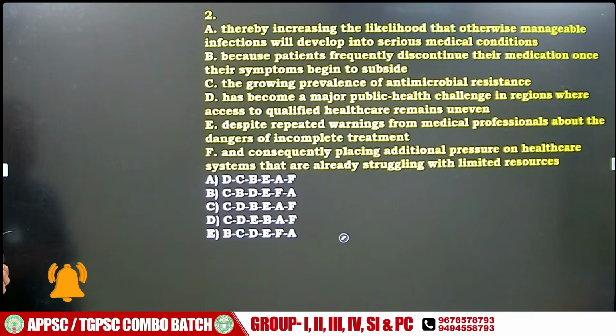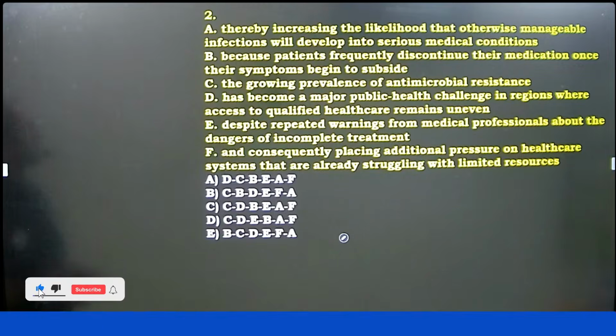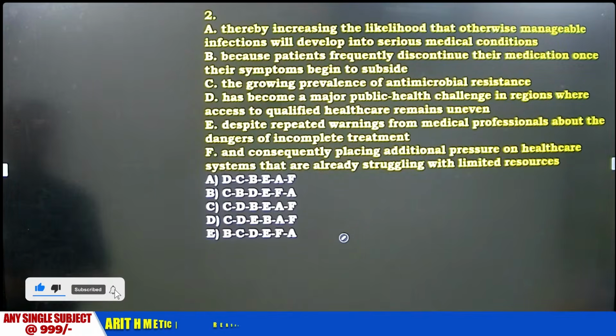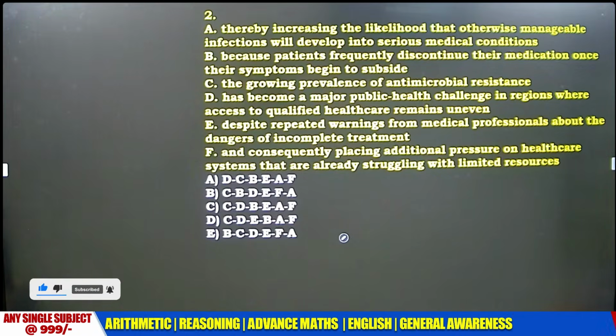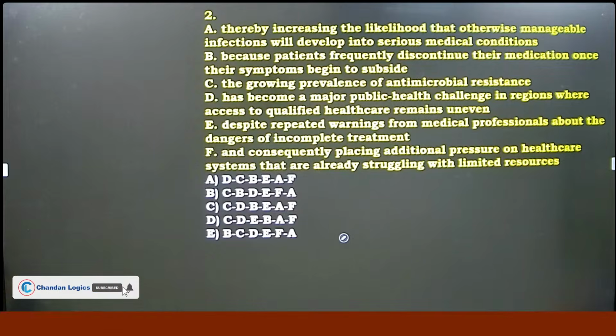Only 30 seconds I can give you time. Your reading speed is the real mantra, success mantra. Reading skills, reading speed, real mantra, real success secret.